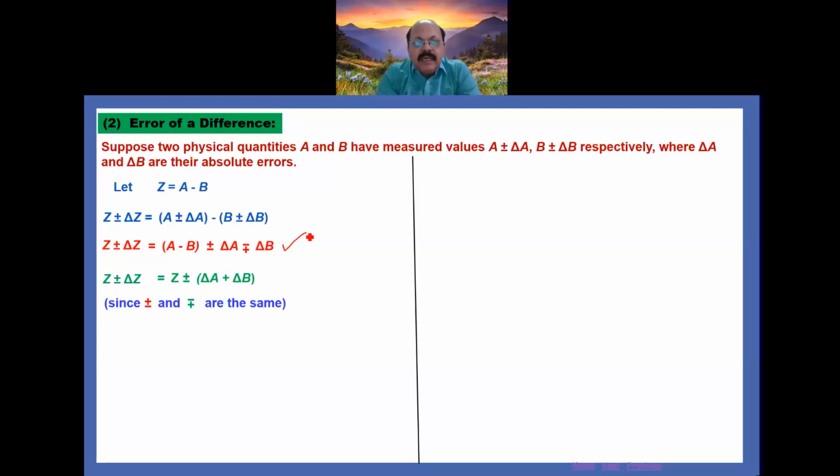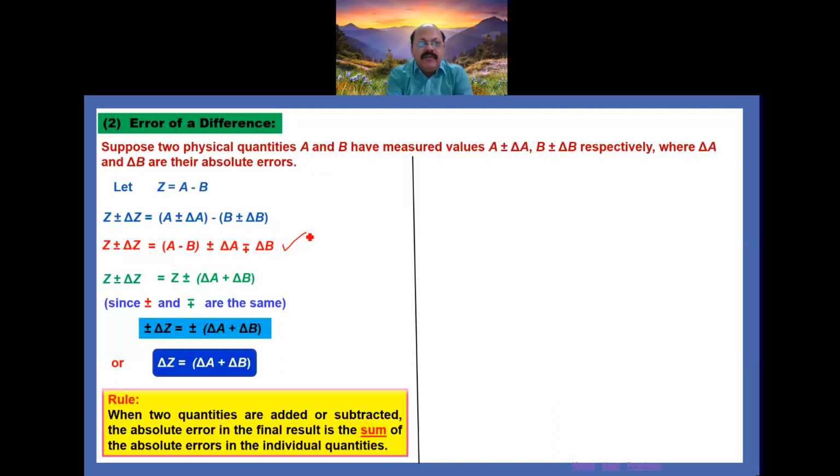Since plus minus and minus plus are the same, and then you simplify this, what you will get: plus minus delta Z equal to plus minus within bracket delta A plus delta B. Similar result you are getting as in case of the error of a sum. So here again the four possible values of the error are there, but the maximum possible error is delta Z equal to delta A plus delta B.